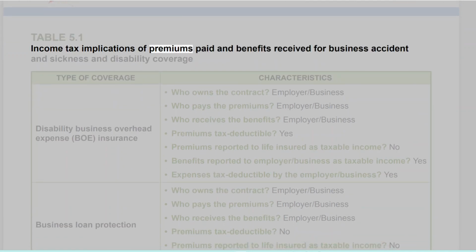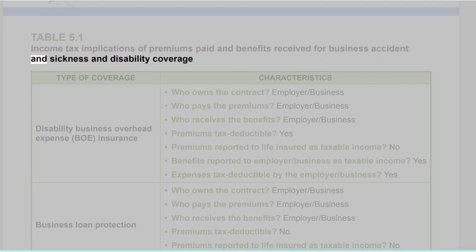Table 5.1. Income tax implications of premiums paid and benefits received for business accident and sickness and disability coverage. Type of coverage: Disability business overhead expense, BOE, insurance. Who owns the contract? Employer/business. Who pays the premiums? Employer/business. Who receives the benefits? Employer/business. Premiums tax deductible? Yes. Premiums reported to life insured as taxable income? No. Benefits reported to employer/business as taxable income? Yes. Expenses tax deductible by the employer/business? Yes.